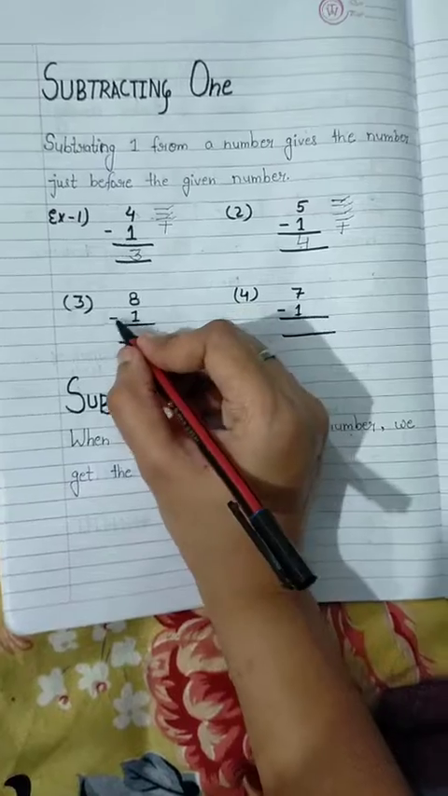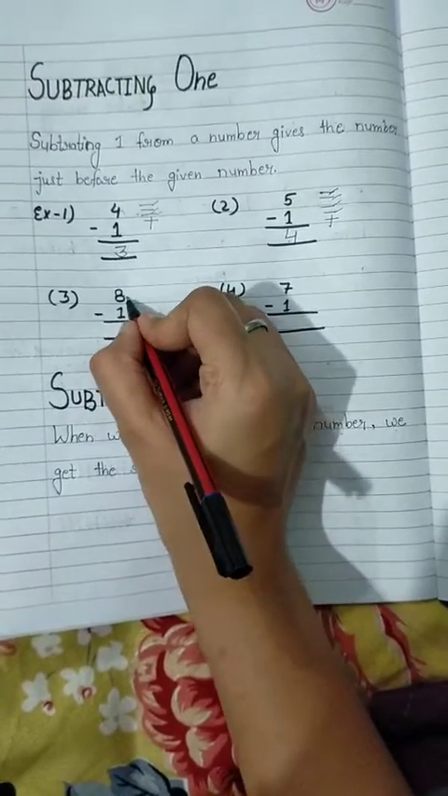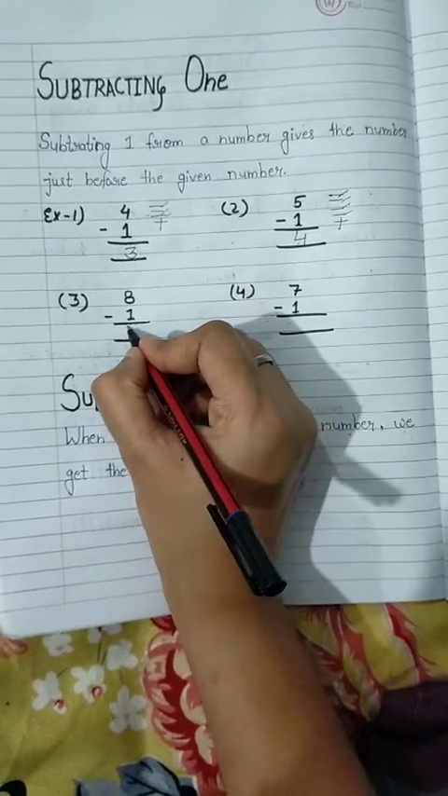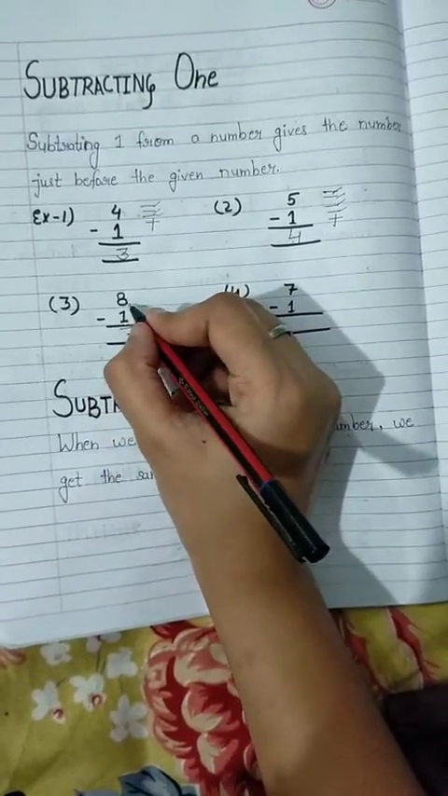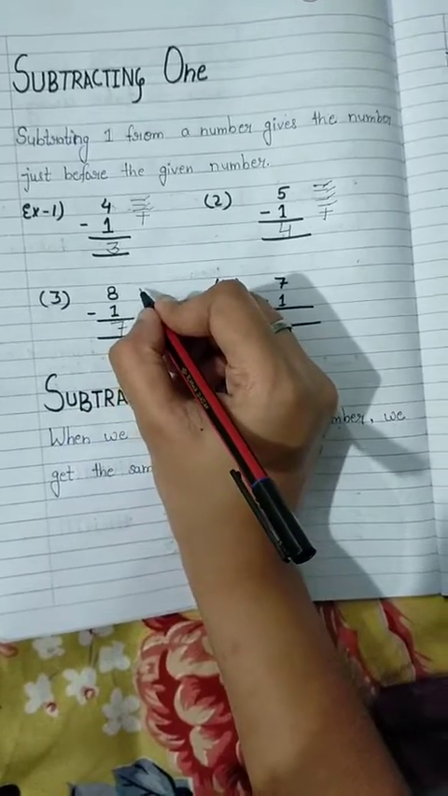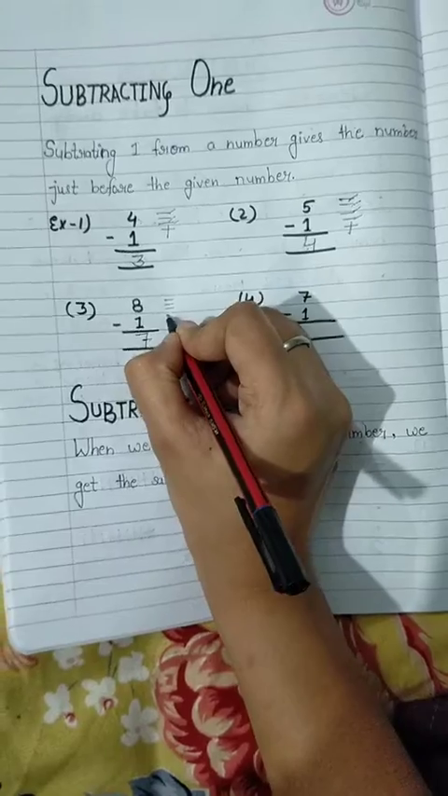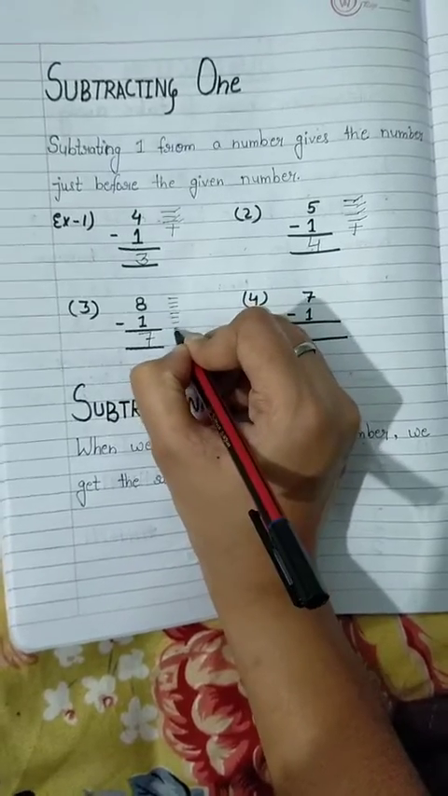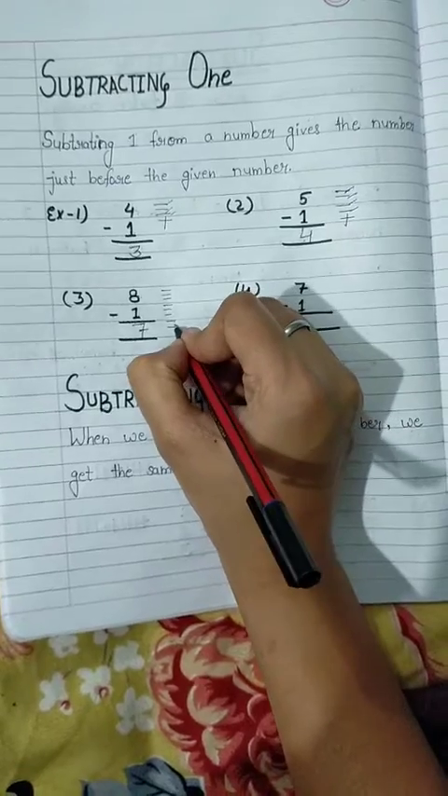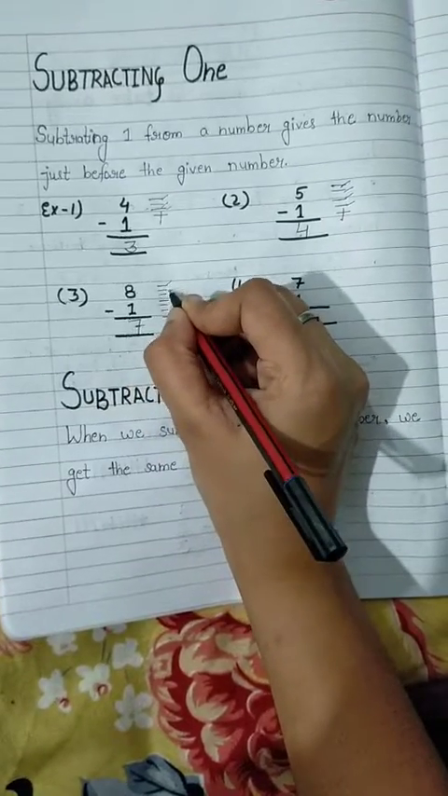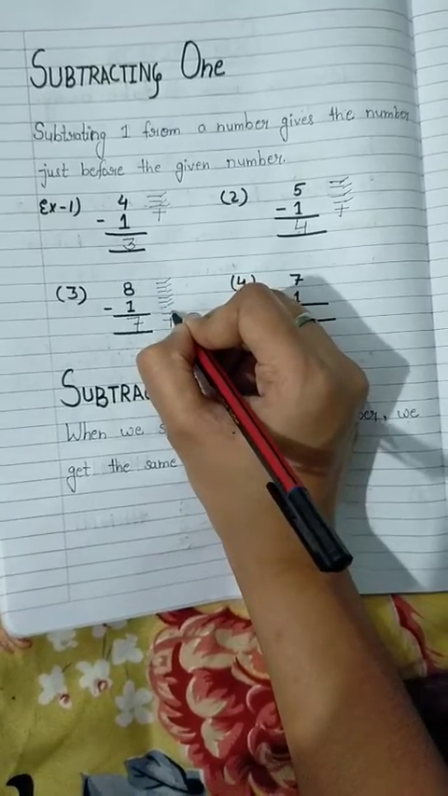Now student, 8 minus 1. So what comes before 8? The answer is 7. Very good. So if you want to cross check your answer, then draw 8 lines here. 1, 2, 3, 4, 5, 6, 7, 8. Now cut one line here and then count. 1, 2, 3, 4, 5, 6, 7.